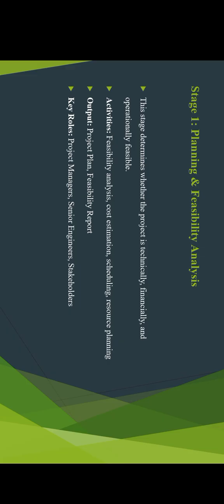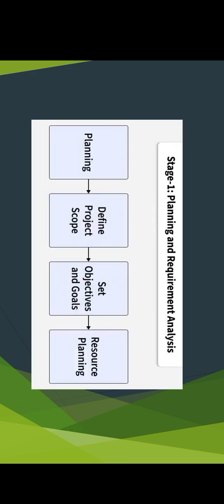The first one, stage 1, planning and feasibility analysis. In the planning stage, we determine whether the project is technically, financially and operationally feasible. The activities are feasibility analysis, cost estimation, scheduling and resource planning. The output is the project plan, that is the feasibility report. Key roles are project managers, senior engineers and stakeholders.